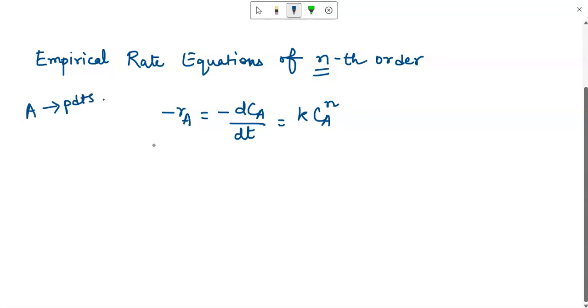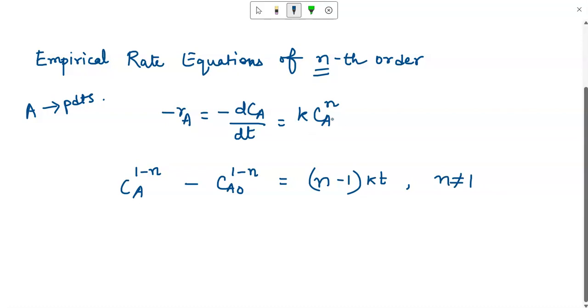If you separate the terms and integrate them, then you will get the expression as CA to the power 1 minus n minus CA0 to the power 1 minus n equals n minus 1 into kt. Remember, n is not equal to 1 here. If it is equal to 1, then obviously you get k into CA, which is exactly the first order rate equation. If you put n equals 2, even then you can get the expression as obtained from here.